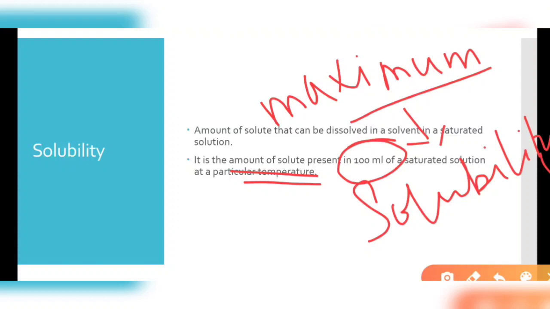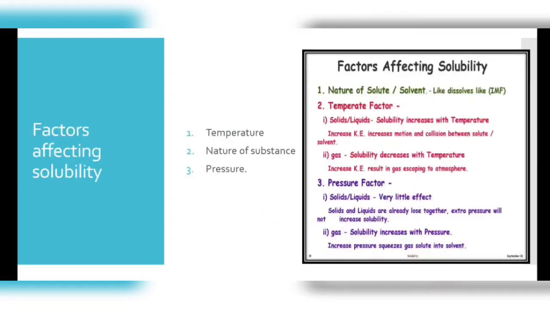Why at a particular temperature? Because we have observed that when we increase the temperature, the solubility of a particular substance can increase. So that's why this is an important term that we need to consider. This is the maximum amount of solute that dissolves in 100 ml of solution or the solvent to form a saturated solution at a particular temperature. Then only we can say that that is its solubility.